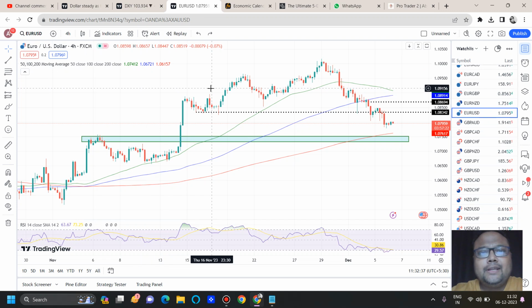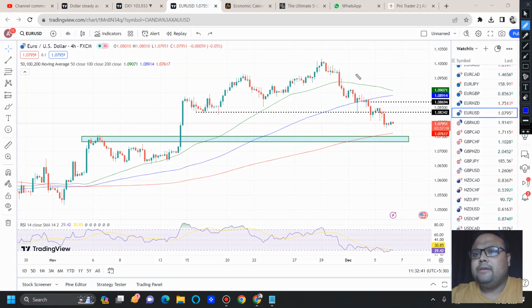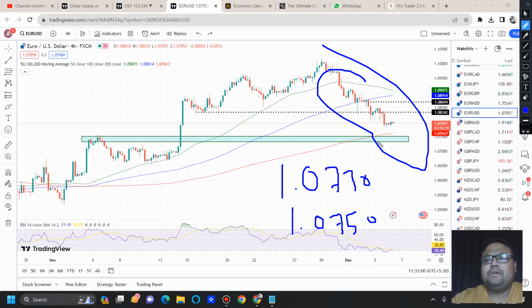And as we have already discussed in our previous videos, if the market starts falling and if the volatility of the market remains like this, then obviously 1.0750, 1.0730 is the next support on the chart of Euro USD. I'm not going into detail because we have already discussed this 3 to 4 times, and I do not want to bore you guys. But yes, 1.0750, 1.0730 is the next support on the chart of Euro USD.